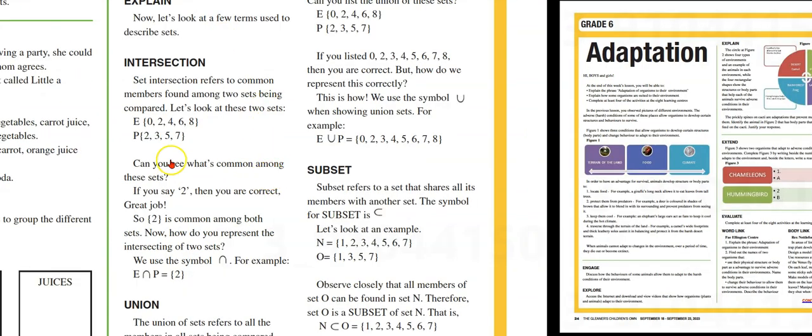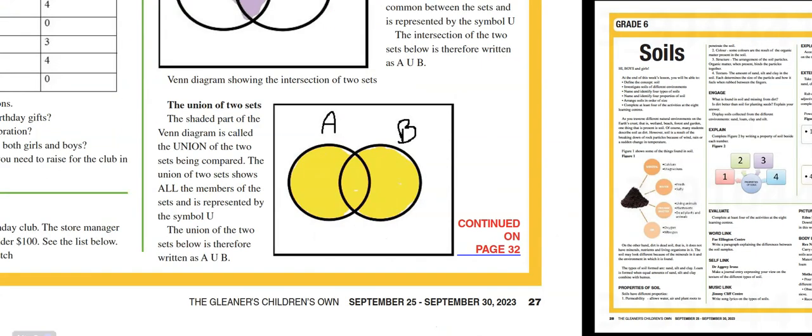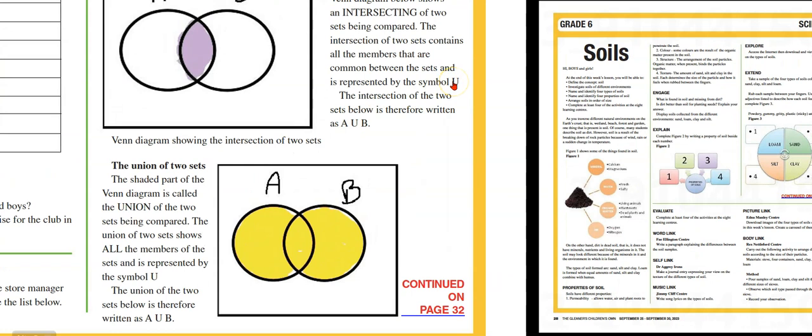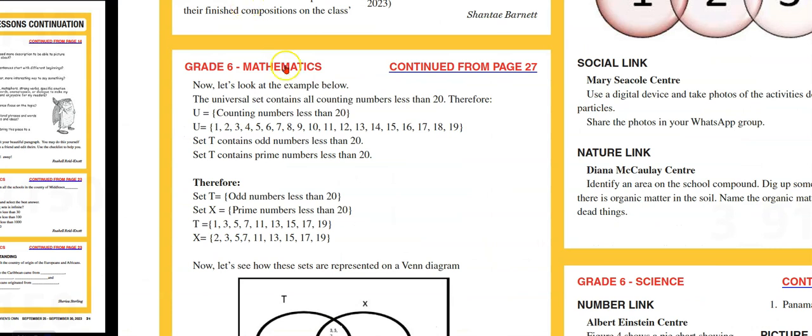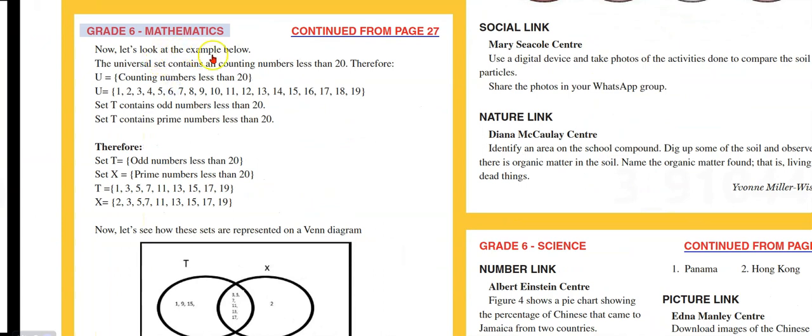So just to go back to the previous lesson on sets, that would have been sets part 2, or sets continued. Look at this. We're talking about the intersection here, and let's see here where it says we use the symbol that looks like this to represent the intersection. So we have a mistake here where they have it incorrectly stated. Okay, so let's go to the last section. It says, now let's look at the example below.